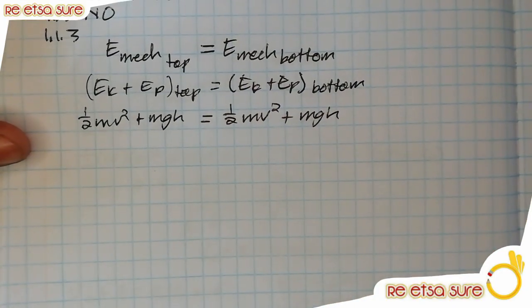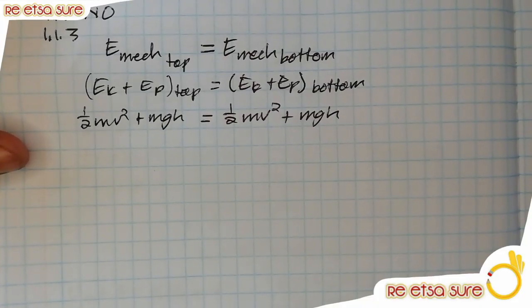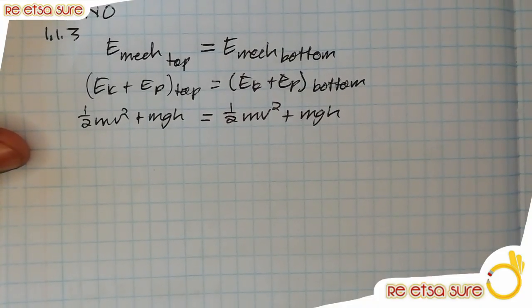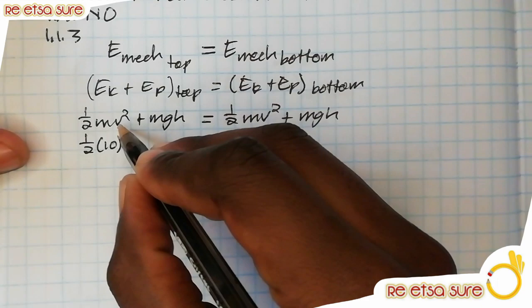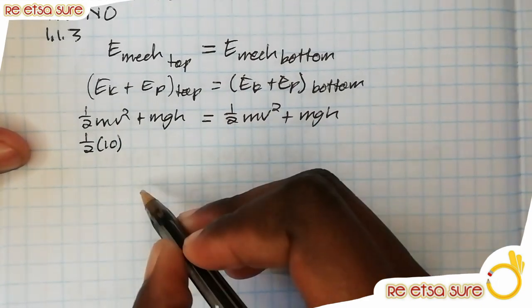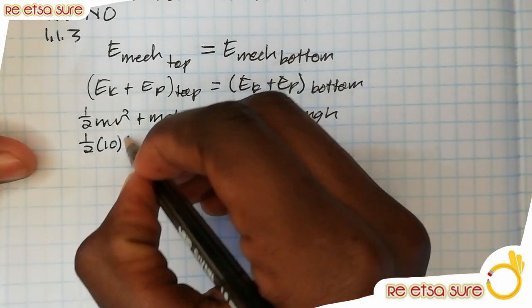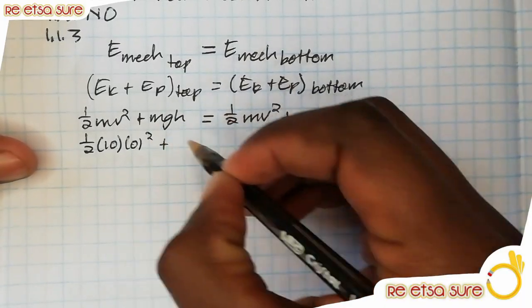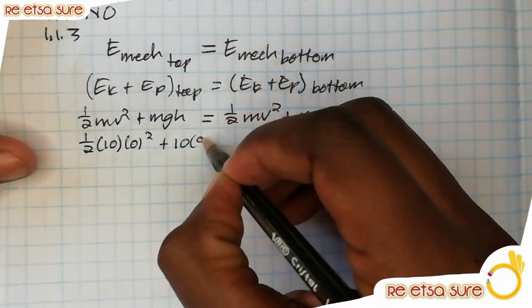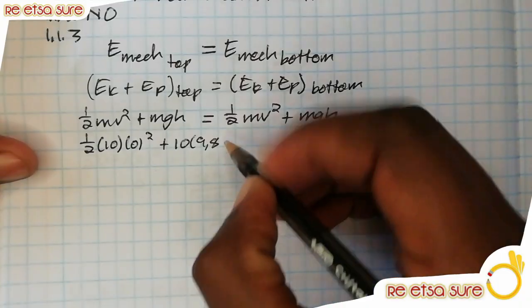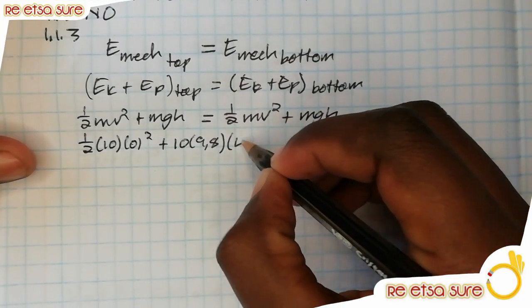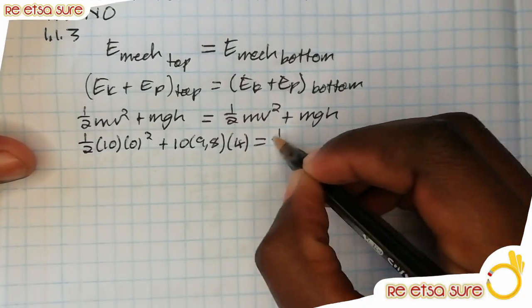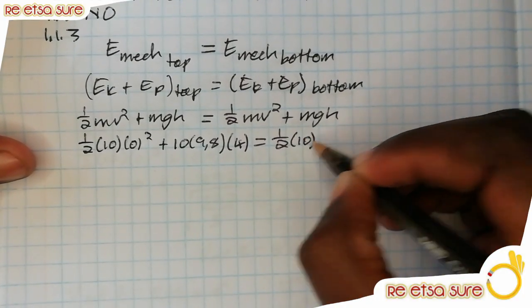Now the mass of our object is 10 kilograms and the height at the top is 4 meters. The velocity of our object at point A is 0 because our object is still stationary. So 0 squared plus 10 into 9.8, the gravitational acceleration. What is the height at the top of the track? It is 4 meters above the ground. Half the mass, which is 10 kilograms.